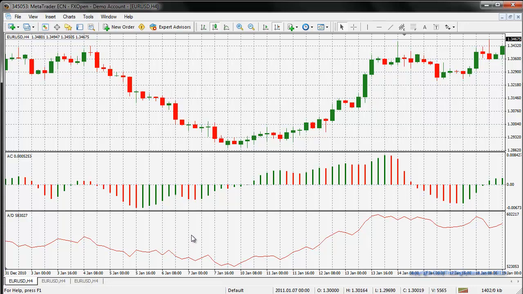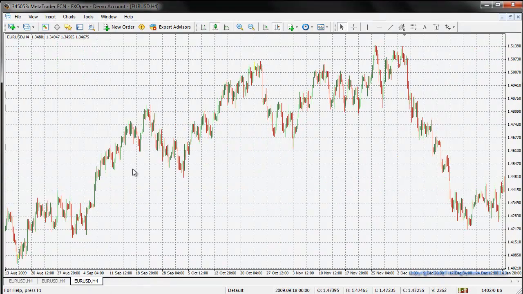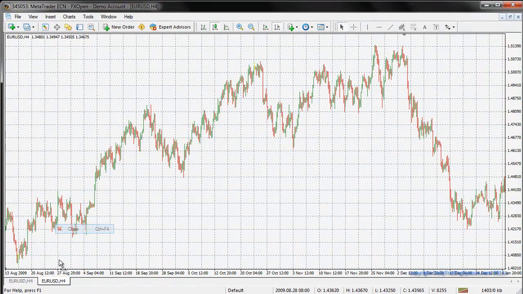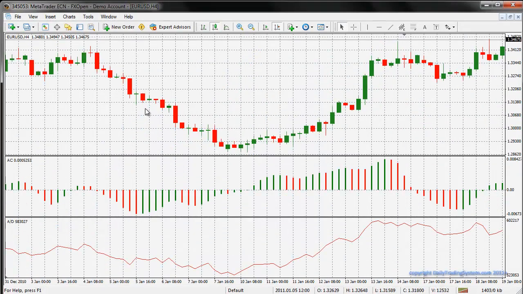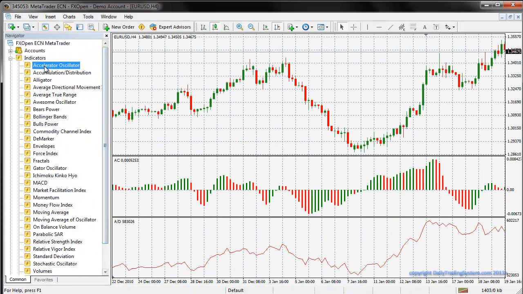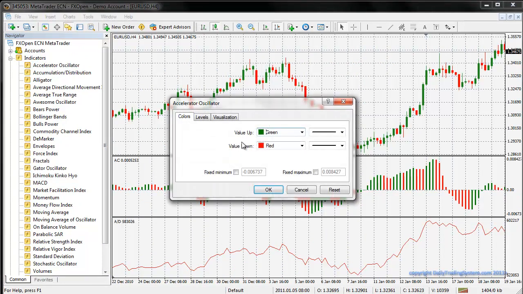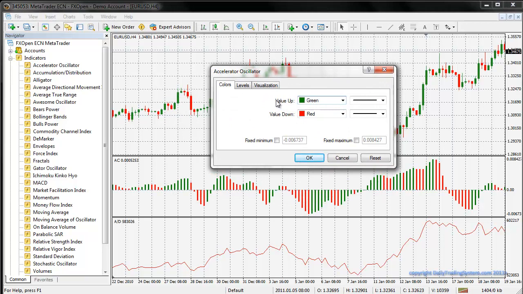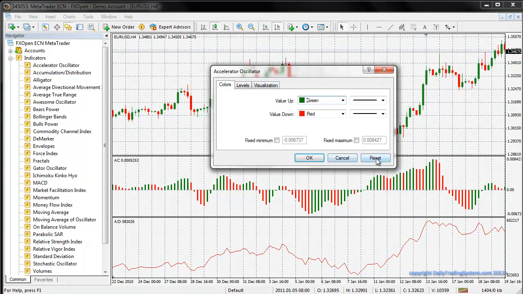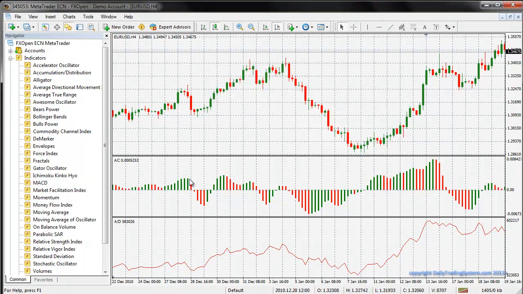Open up a blank chart, maybe something like this. Let's just remove that off of there and that off of there. What you want to do is find the Accelerator Oscillator and the Accumulation Distribution. Your colors, just to follow along, should be green for the value up, with the second thickness grade, and red for the value down. The levels and visualization are okay, so you can plonk one of those onto the chart.